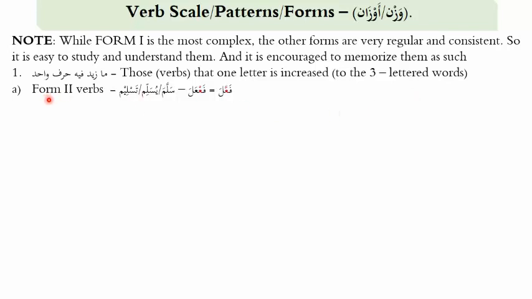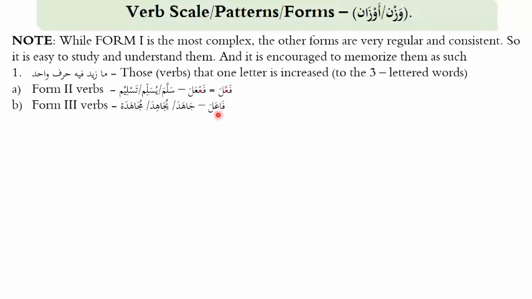The first one is called form 2 verbs, and it is fa''ala. Notice here, we have it equal to fa''ala. An additional ayn is added, right? This ayn with sukun is added. Because we had fa'ala, we add an ayn with sukun, so it becomes fa''ala. The example is sallama yusallimu taslim. That's how you memorize it. Sallama yusallimu taslim. Fa''ala yufa''ilu taf'il. Sallama yusallimu taslim.